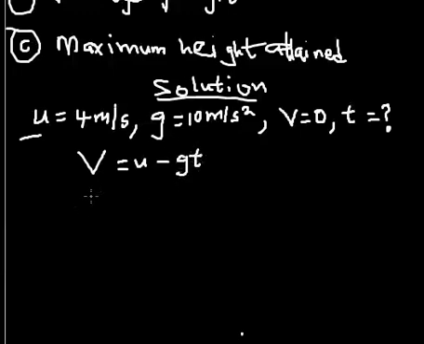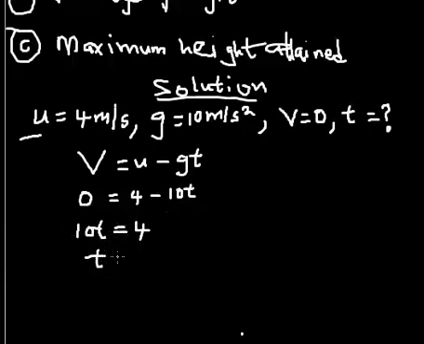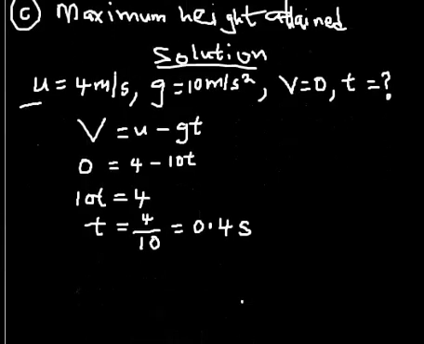Alright, so we're looking for the time, so I put the value of the parameters. v is 0, u is 4, minus g is 10t. Alright, so rearranging this equation, I have that 10t is equal to 4. So invariably now my t is going to be equal to 4 divided by 10, which is 0.4 seconds. So this object reaches its maximum height at 0.4 seconds.